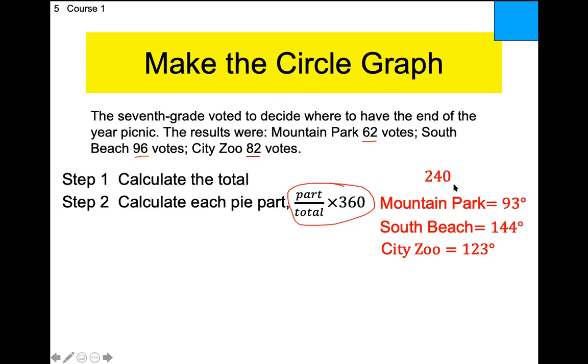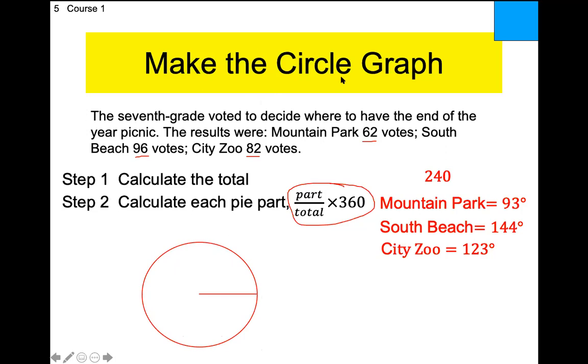Now it's time to make our circle graph. The first thing I need is a circle, so I'm going to use something to draw a circle. There's my circle. The next step is to make one radius. I'm going to make one radius. I'm a creature of habit, so I always make it look like that.